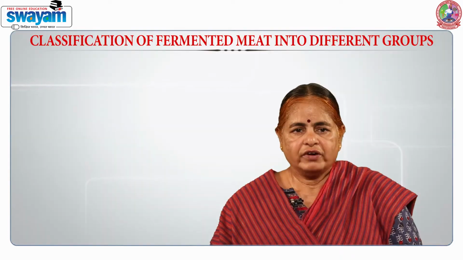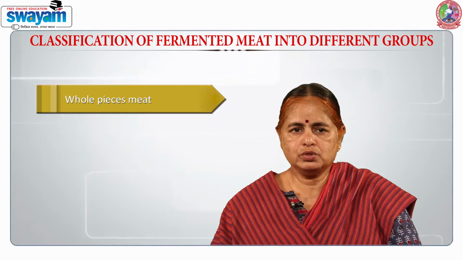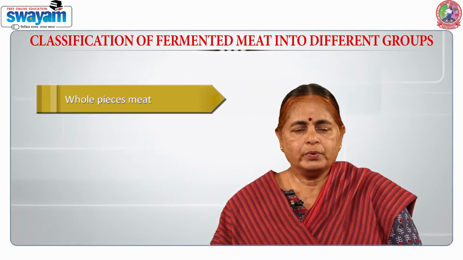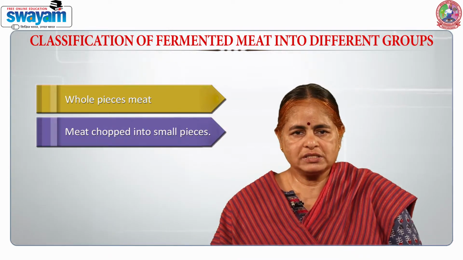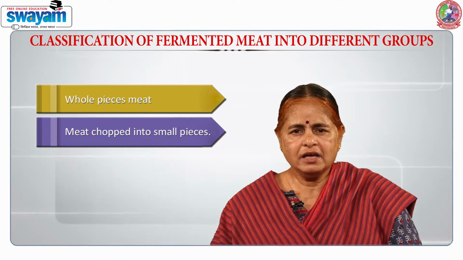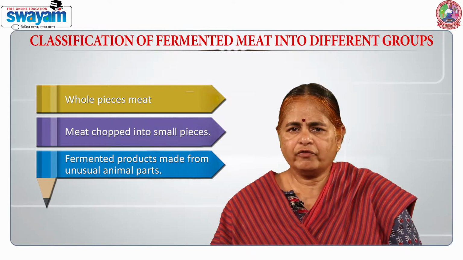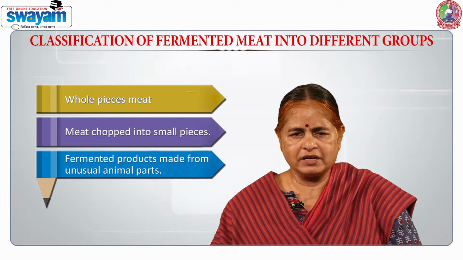Now the classification of fermented meat products is into basically three groups. First, where the whole piece of meat is used. The second group includes the meat which has been chopped into small pieces, and the third where the fermented meat products are made from unusual animal parts.